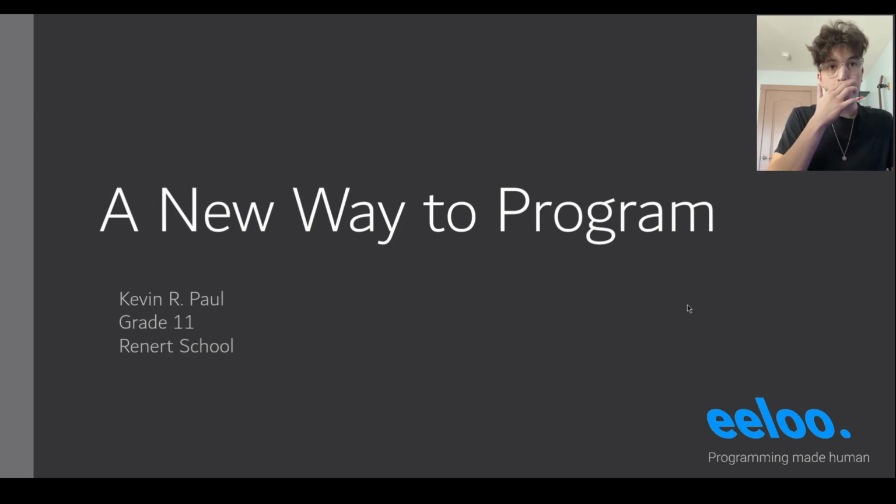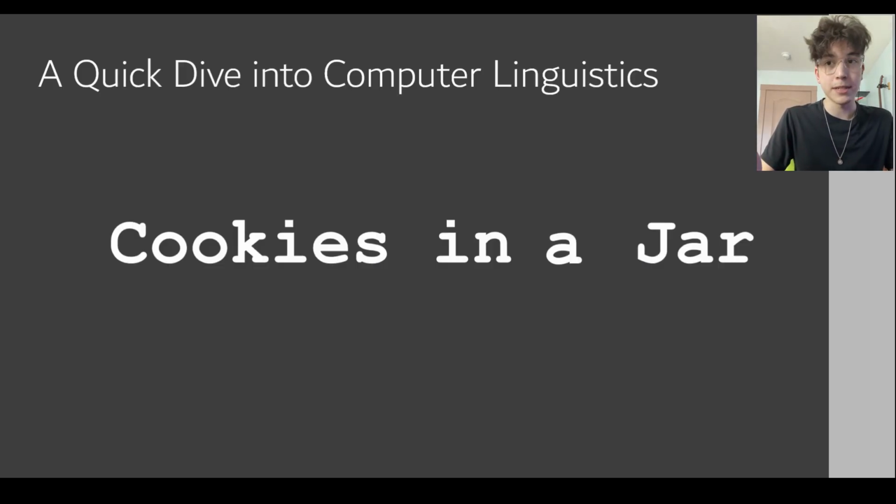So I'm going to explain how it works, and then I'll do a quick demo of some of the cool features. So in order to explain how it works, we're going to have to take a little dive into computer linguistics. So here is an example sentence. It's cookies in a jar. And how would a computer process this? Well, we could first drop the article, because computers don't really need those. This makes enough sense to a computer. The a or the wouldn't really add any meaning.